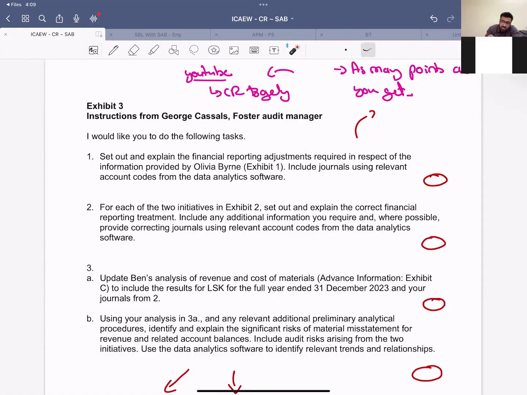Well, Exhibit 3, instructions from George Castles, Foster's audit manager. I would like you to do the following tasks, okay? Set out and explain the financial reporting adjustments. Guys, I believe that at this level, this requirement seems to be an easy one. If you are not seeing this requirement as an easy one, that means it's going to be a problem, because at the ICAEW advanced level, the reporting adjustments should be easy.